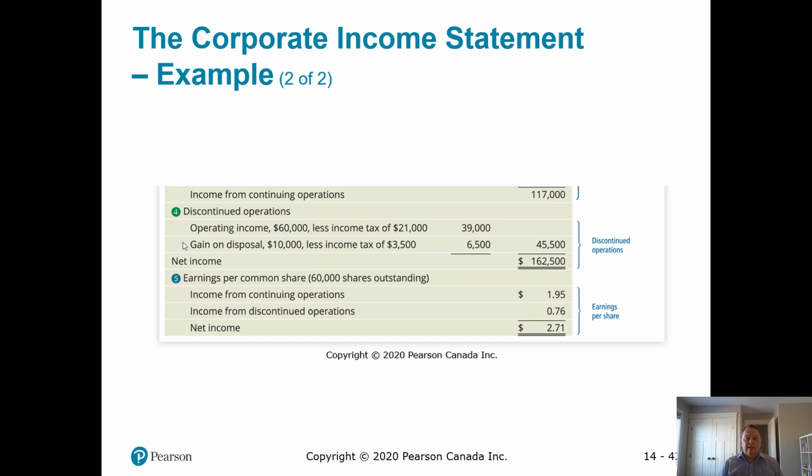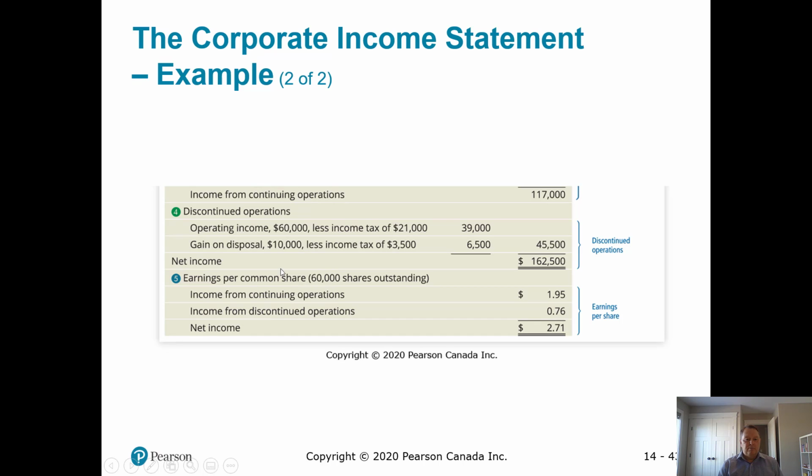So in this case, the discontinued operations made some money, but we're not doing it anymore, so we pull it out. In this case, we had the profit in from those things. In that case, then our net income is $162,500.